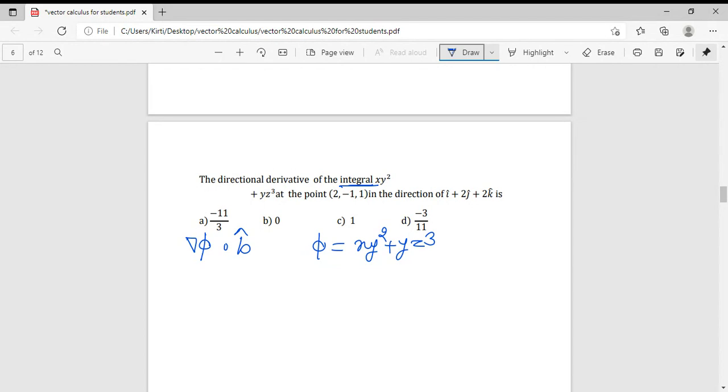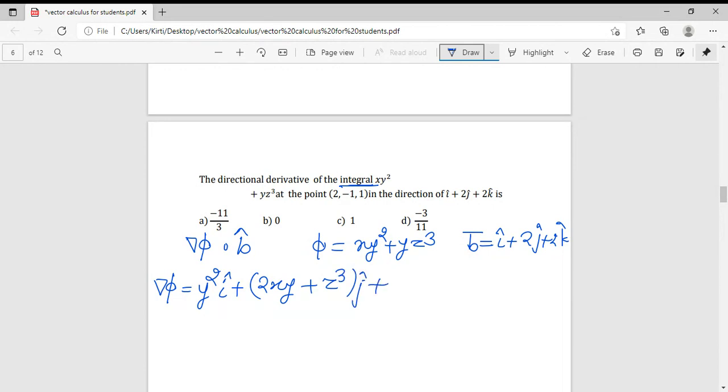And what is b cap? For this we need a vector b. So vector b is a given direction. So what is that? So it is given as i plus 2j plus 2k. So this is a given direction. So we will find out these two quantities with the help of this. So gradient of phi is equal to, derivative of this with respect to x, which is y square i, and derivative of this with respect to y, so it is 2xy plus z cube j, and then derivative of phi with respect to z partially. So this is 3y z square.